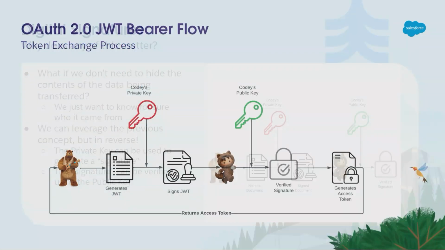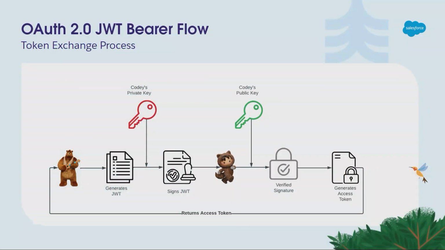And so where that comes in, if we look at the overall flow of this, is if we use Cody as our source system and Astro as our target system, Cody's going to generate a JWT. He's going to sign it using his private key, send it to Astro. Astro then verifies that using Cody's public key, and he now knows, because of that, it came from Cody 100%. He can be so sure of that. He'll then generate an access token and send that back to Cody.